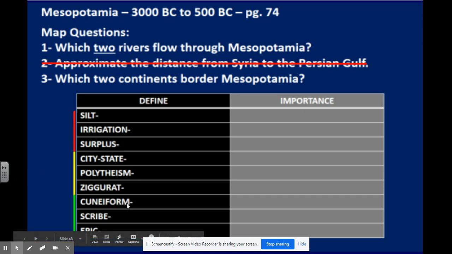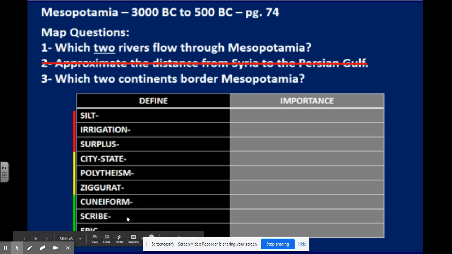Cuneiform, right here. A system of writing that used wedge-shaped marks. And to be honest, you all are going to do some cuneiform here over the next couple of days. When they say wedge-shaped marks, they look like golf tees. So anybody that golfs, a lot of their cuneiform writing looks like a bunch of different golf tees laid on top of each other. But you're going to see that here in the next couple of days.